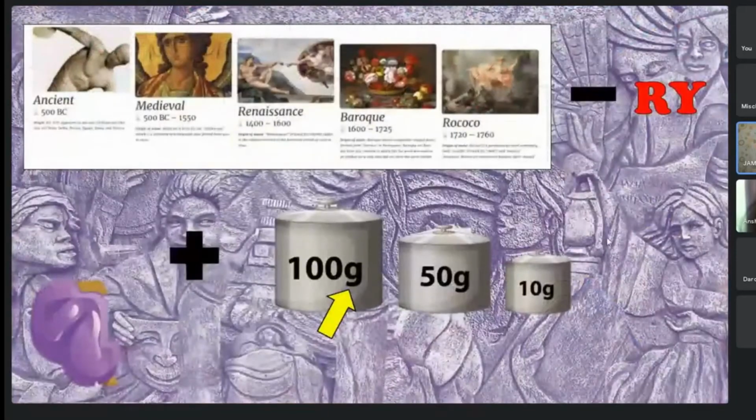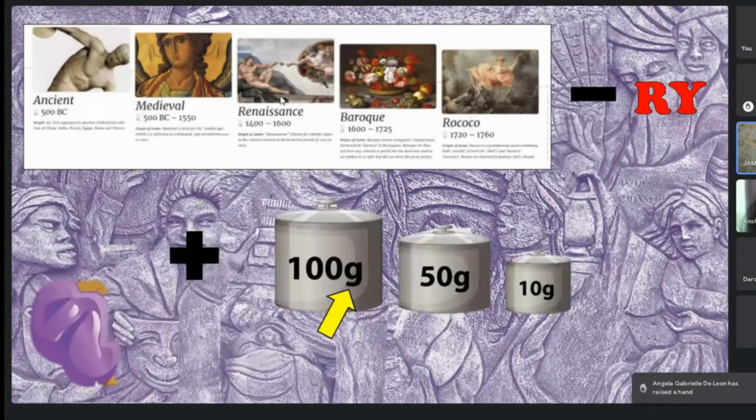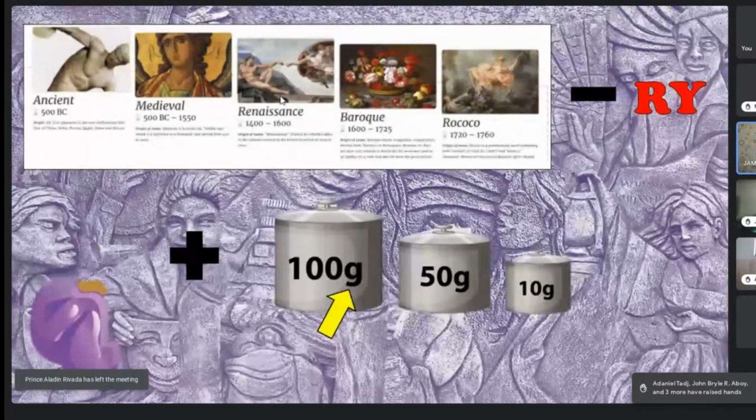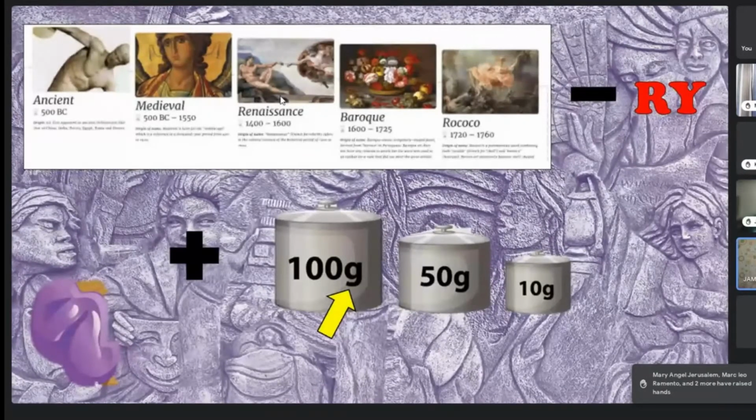We have this one. What will be this one? Can you decode the message? We have ancient, medieval, Renaissance, Baroque, Rococo. What will be these words or this picture denoted? Yes, Angela? Century po. Century. Nice try, Angela. How about Daniel? Phases po or stages. Places or stages. Nice try, Daniel.